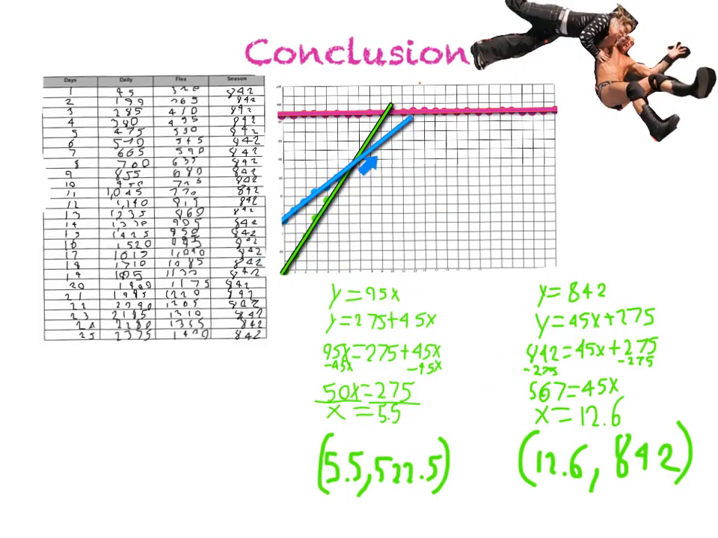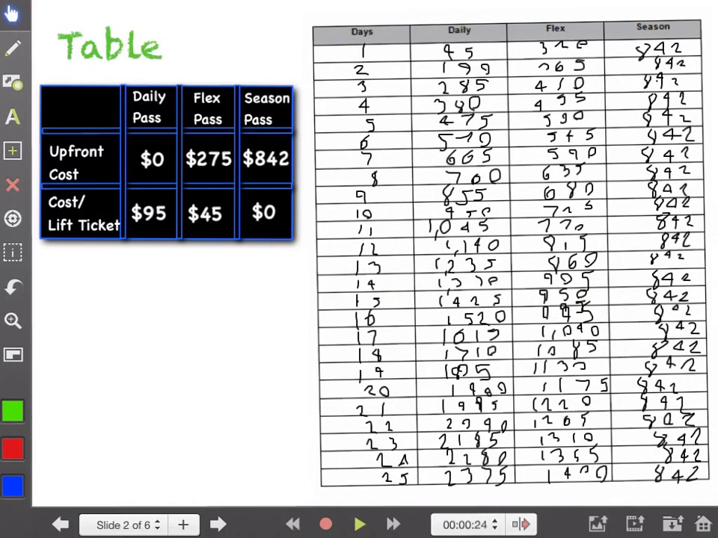And then they'll intersect, and it shows flex becomes better value, and then up here, season is the best value. You would choose the daily pass if you were going to ski 5 days or less. You would choose the season pass if you skied 13 days or more.